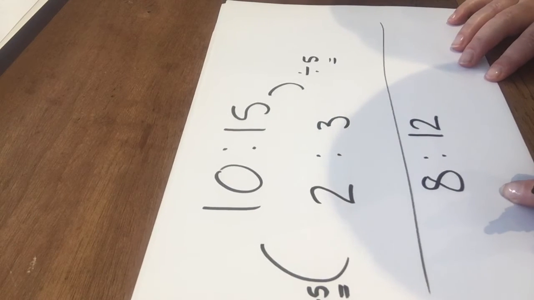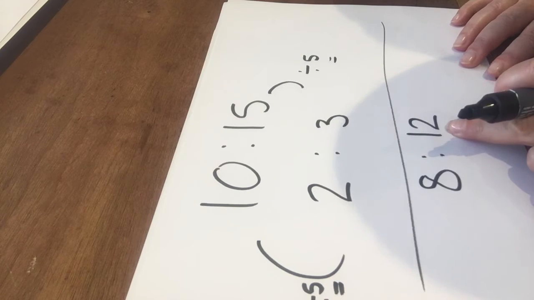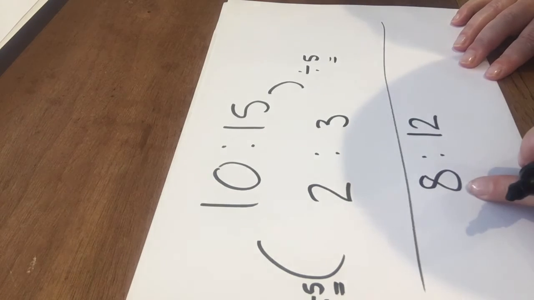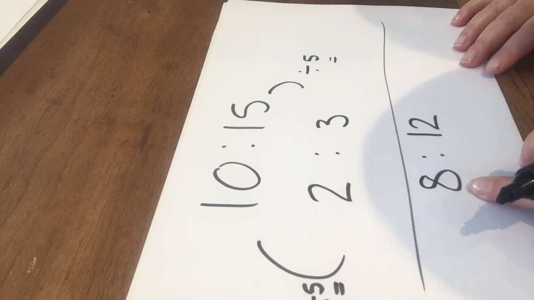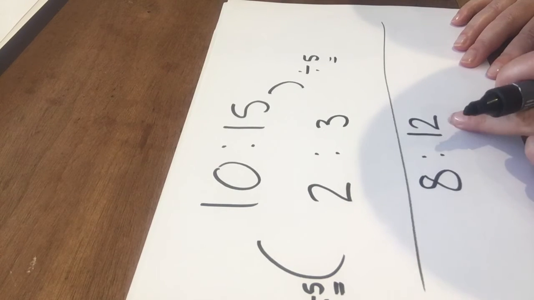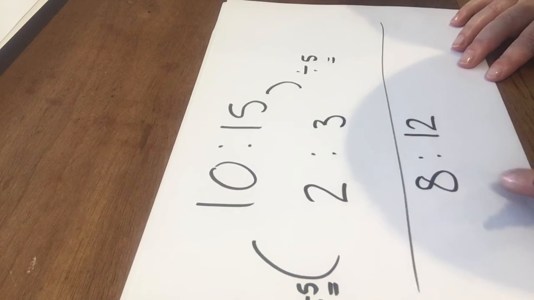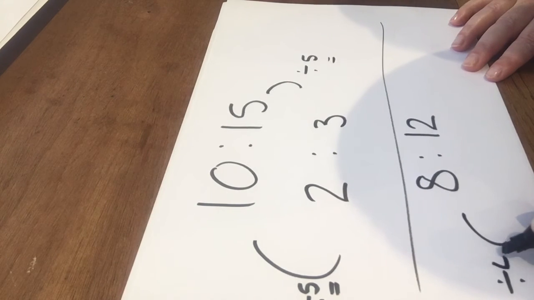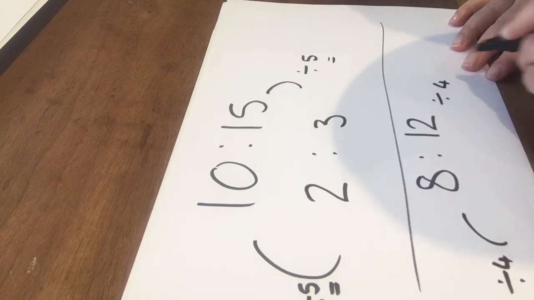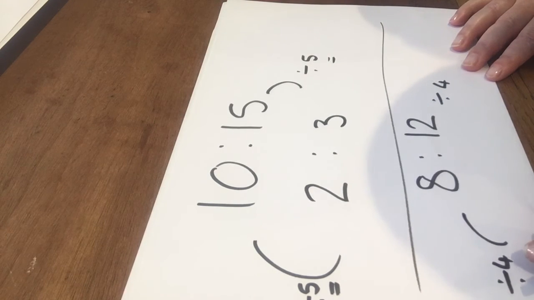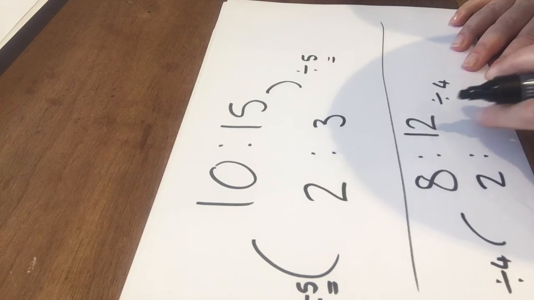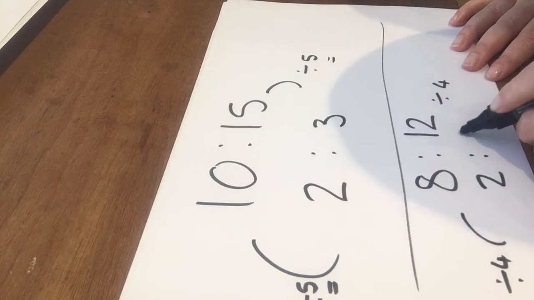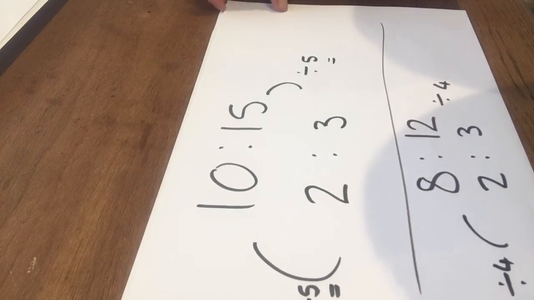Okay, this time our ratio is 8 to 12 and we want to simplify that. So again, we're looking for a common factor that goes into both 8 and 12. So my common factor that goes into both 8 and 12 is 4. So I'm going to divide this side by 4 and I'm going to divide this side by 4. So 8 divided by 4 is 2 and 12 divided by 4 is 3. Let's look at one more example together, Year 6, then you're going to have a go at simplifying some ratio.